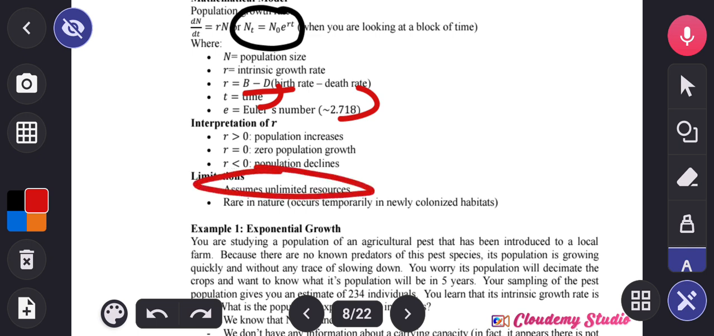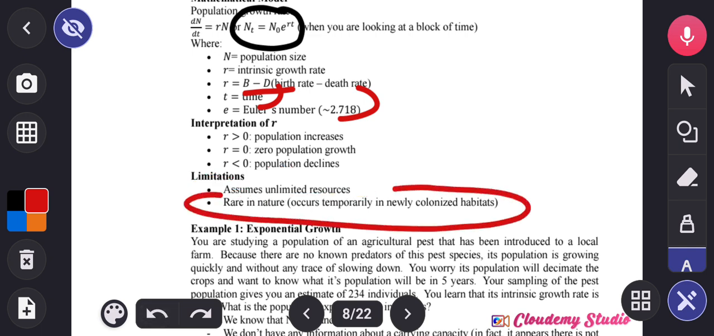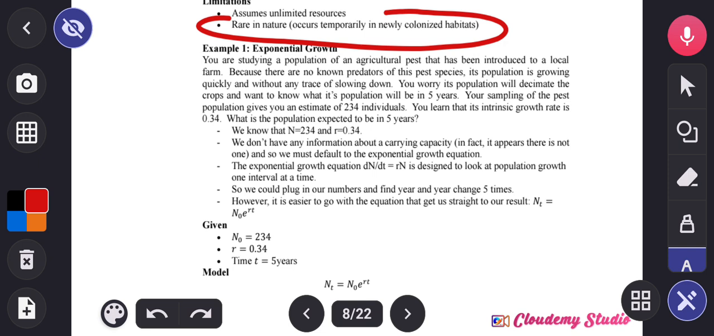Now, the limitation is that there is no environment where you will live that will have unlimited resources. It's not possible. The resources will be limited. It is very rare in nature for you to see unlimited resources or where an exponential growth will occur. You understand? Now, let us do an example.